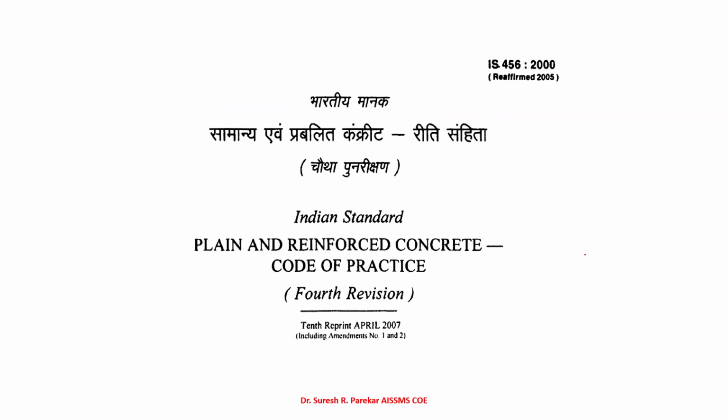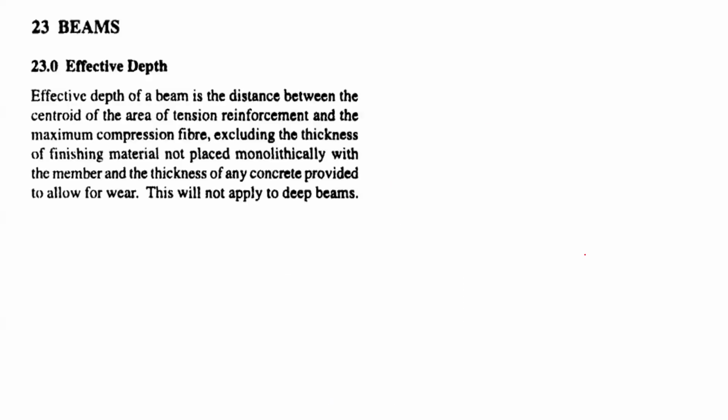So IS 456:2000, Plain and Reinforced Concrete Code of Practice, beam. Now we have seen already what is effective depth, clause number 23. We have to keep in mind, and they have mentioned there, effective depth of a beam is the distance between the centroid of the area of tension reinforcement and the maximum compression fiber, excluding the thickness of finishing material not placed monolithically with the member, and thickness of any concrete provided to allow for wear.